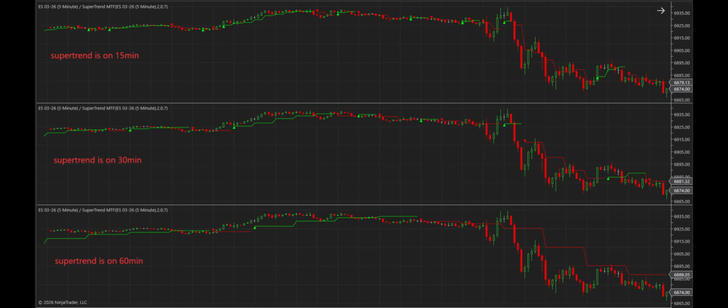Phase 1. Pre-breakdown consolidation. During the initial phase, price trades sideways with a slight bullish bias around 69.20 to 69.35. All 3 SuperTrend lines, 15-, 30-, and 60-minute, are bullish and clustered beneath price. The market exhibits compression rather than directional conviction. Higher time frame bias remains bullish, but momentum is weakening. This environment favors patience rather than aggressive positioning.